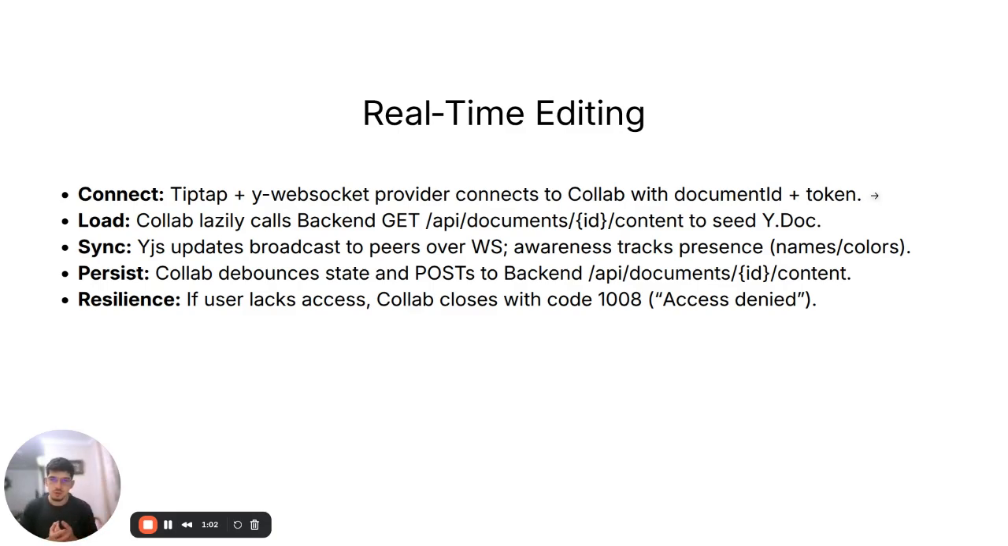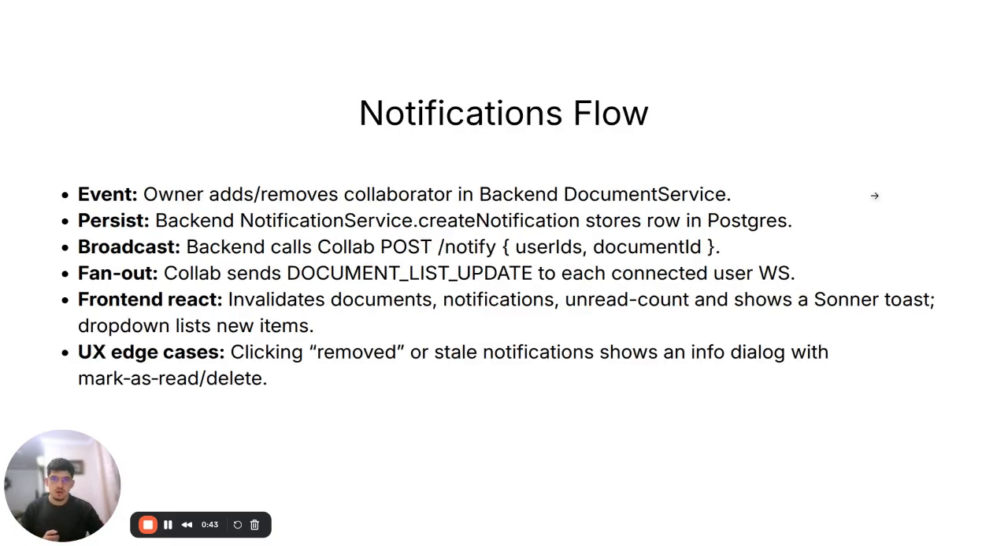So this is for this persisting. And of course, as I said before, the collaboration service is resilient, because if the user lacks access, the collaboration service automatically closes the connection and returns an access denied response.